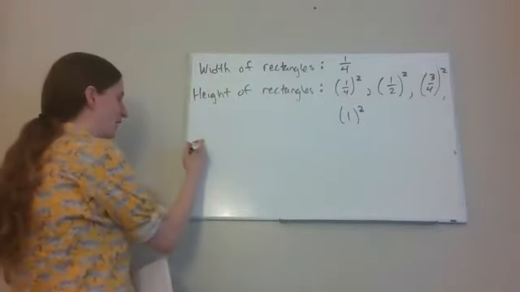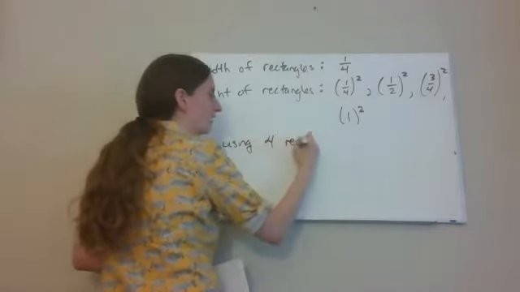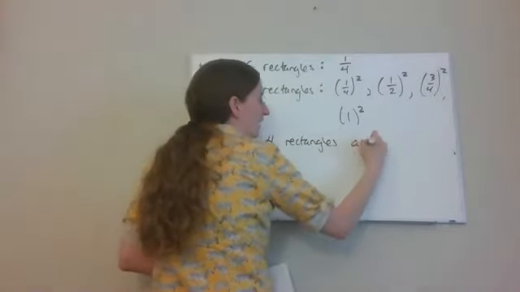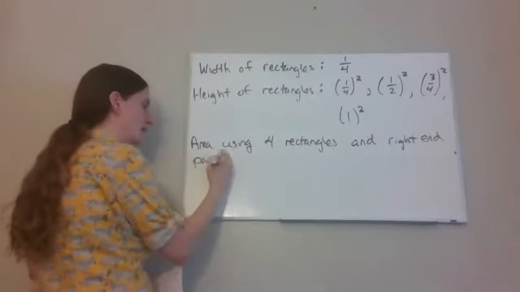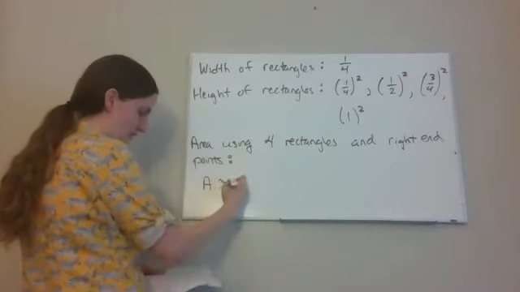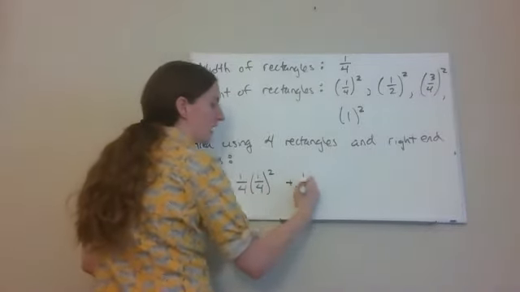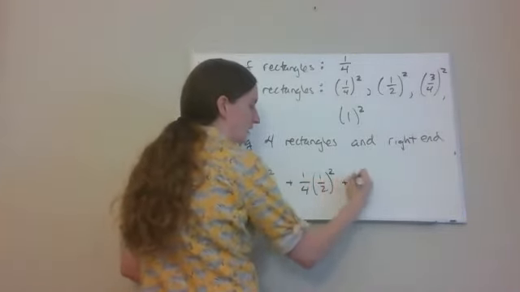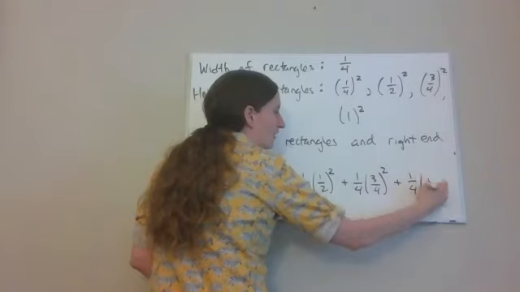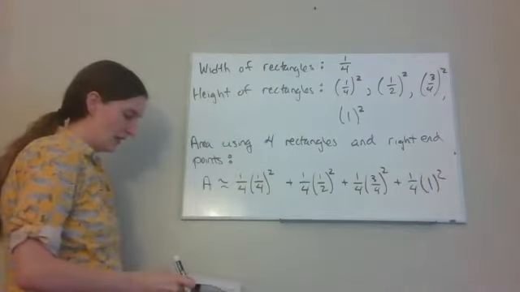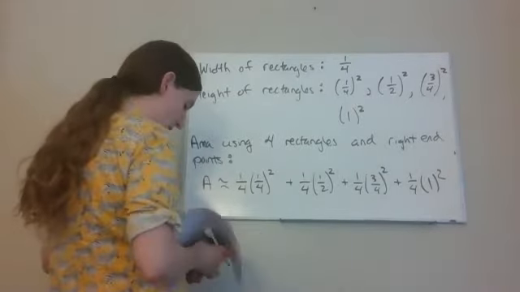So that means that the area, using 4 rectangles and right endpoints, is going to be the area of the first rectangle plus the area of the second rectangle plus the area of the third rectangle and plus the area of the fourth rectangle. And when I add those all up, I'm getting that this is equal to 15/32.